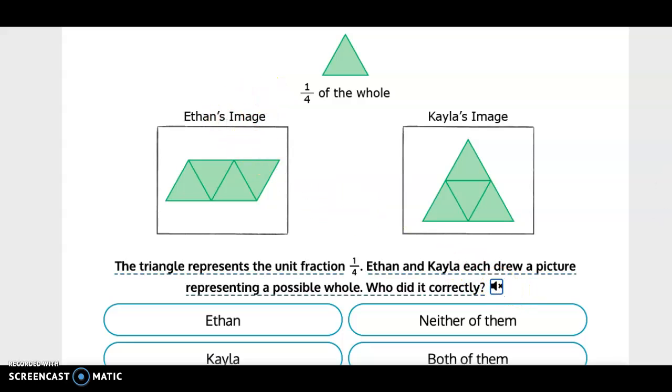The triangle represents the unit fraction 1/4. Ethan and Kayla each drew a picture representing a possible whole. Who did it correctly?